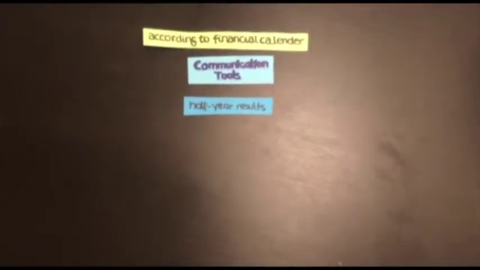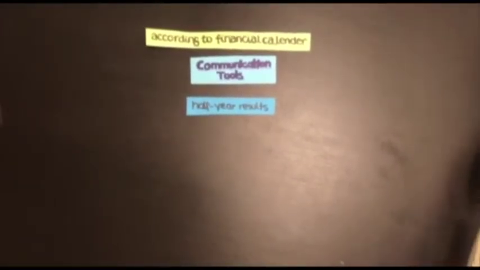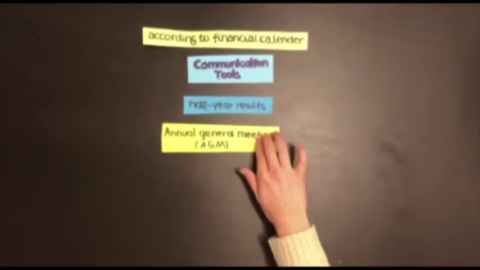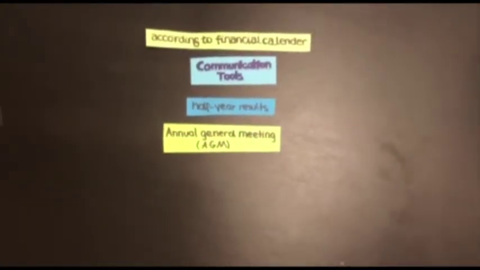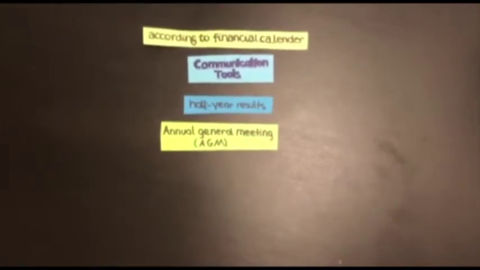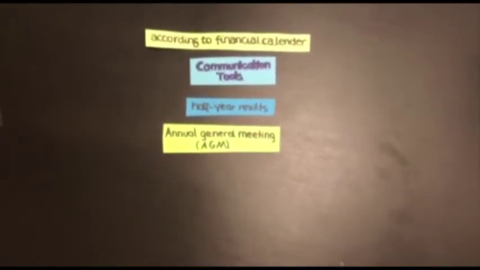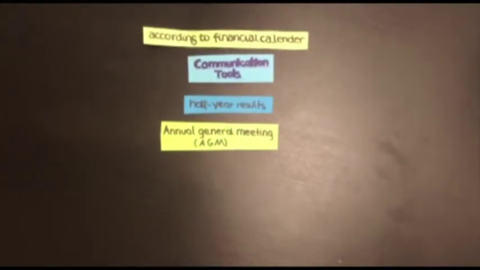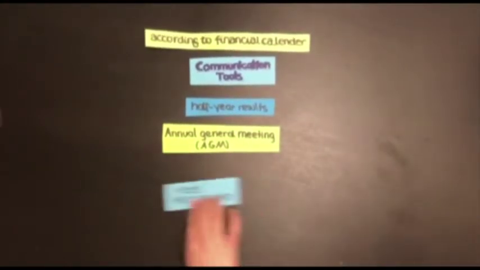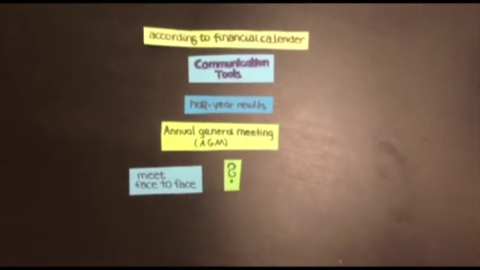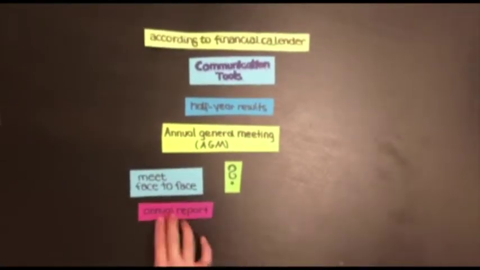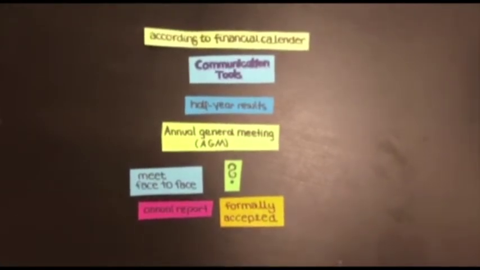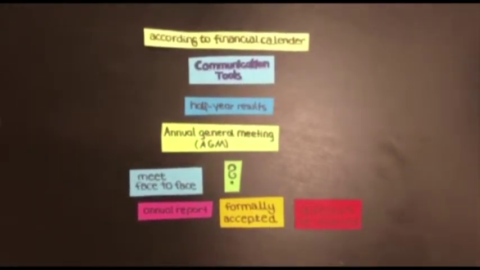The half-yearly results. A company is also required to report its half-yearly figures in the same way. The annual general meeting. The meeting can be held at the company's head office or another suitable venue, but it should take place within 6 months of the company's financial year end. The AGM offers an opportunity for shareholders to meet face-to-face and ask direct questions of the company's senior management. The annual report needs to be formally accepted, directors re-elected, auditors appointed, and the company may use the opportunity to make a presentation on the results and plans for the next year.